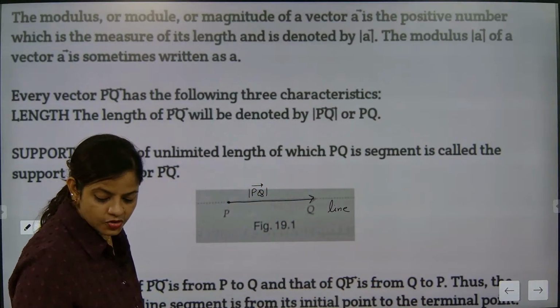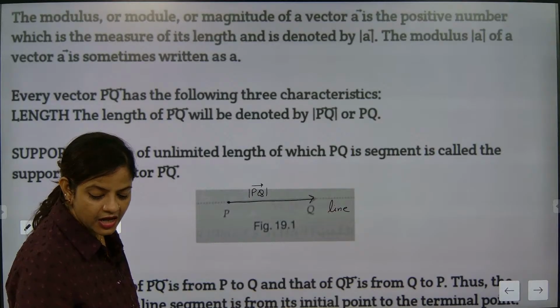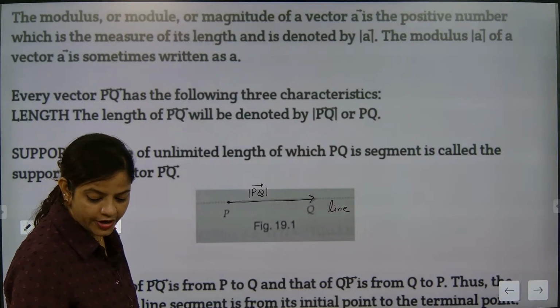Okay. So once we are writing that, that is one of the most important points.